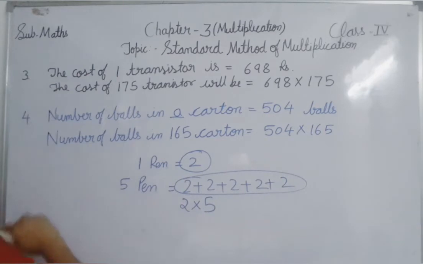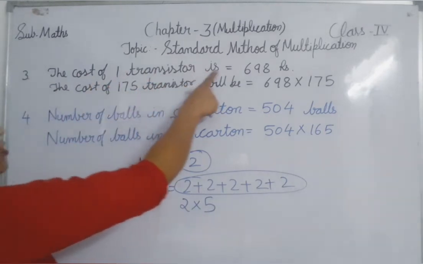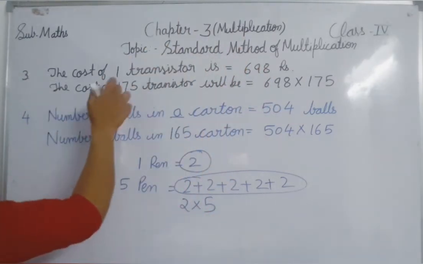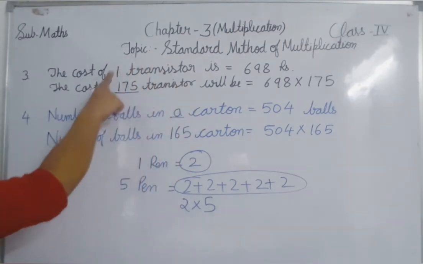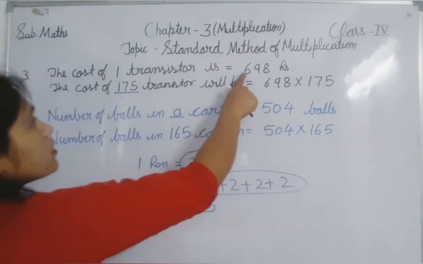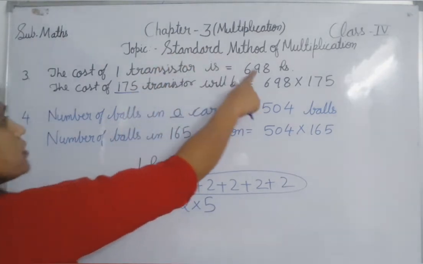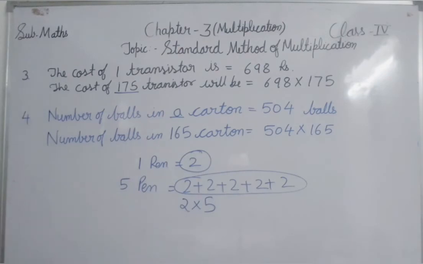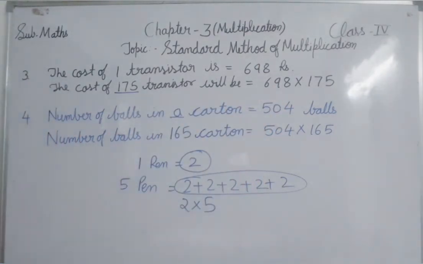So the same thing is here. If you know the cost of one transistor is 698, and now they are asking the cost of 175 such transistors, meaning the same transistor they are purchasing, how much do they have to pay? This much money we have to add 175 times. So we will do repeated addition, and repeated addition means multiplication. So directly what will we do here? Multiply.